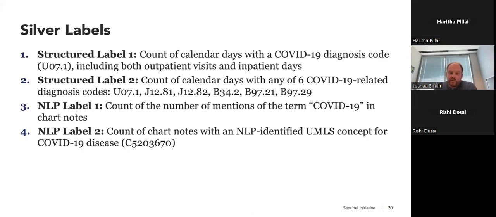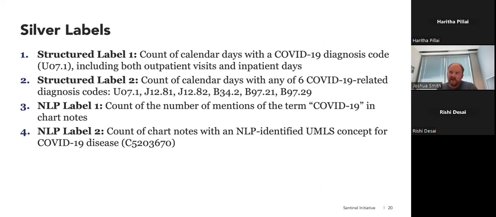Structured label 2 was a count of calendar days with any of 6 of those COVID-related diagnosis codes, which includes U07.1 as well as the other codes of related conditions that mention COVID-19. And then we had 2 NLP silver labels. NLP label 1 was a count of the number of mentions of the term COVID-19 in their chart notes. And NLP label 2 was a count of chart notes with the concept for COVID-19 disease.